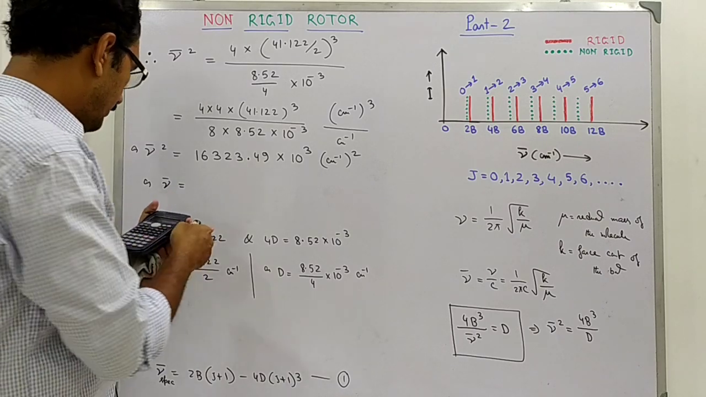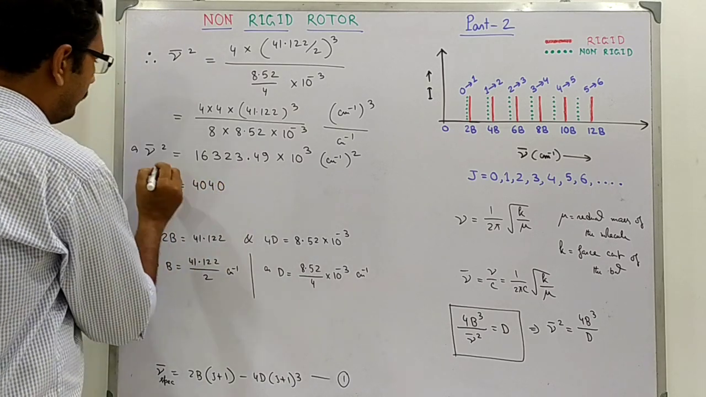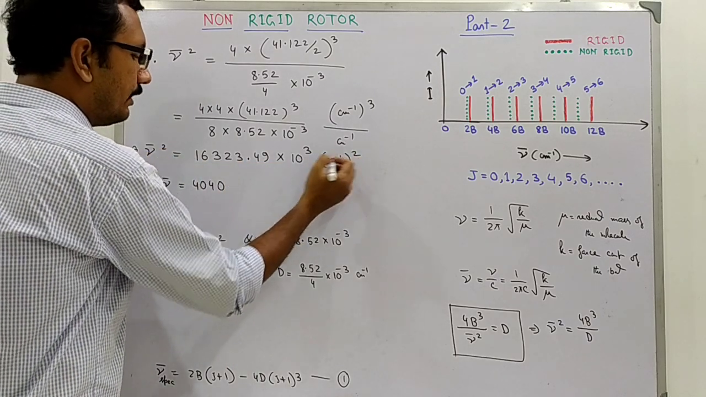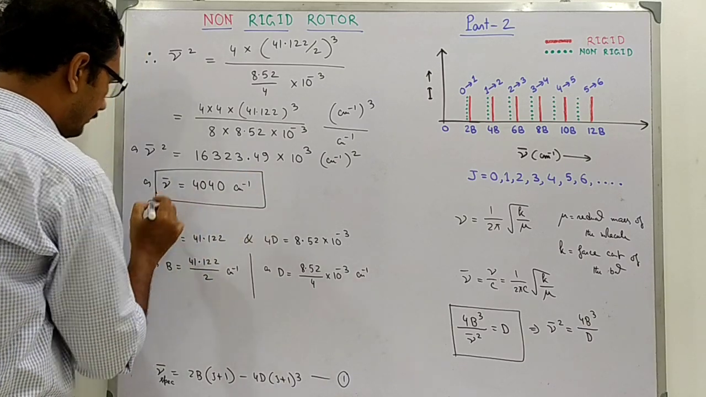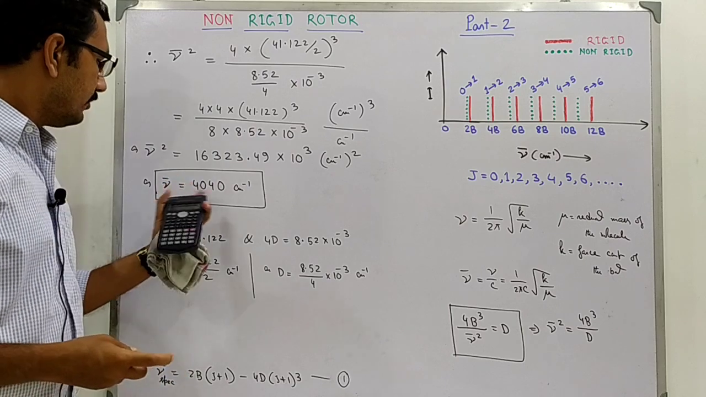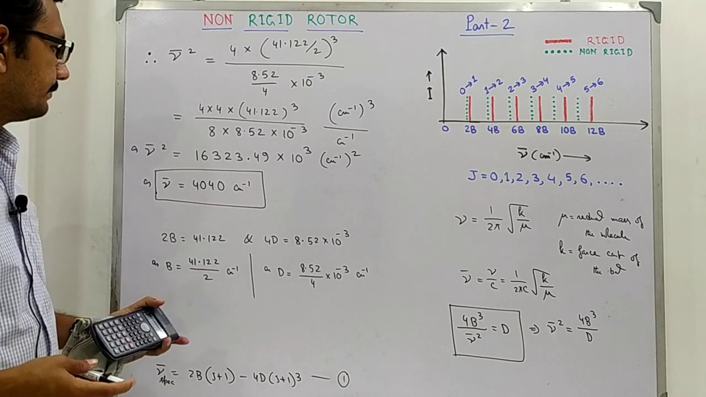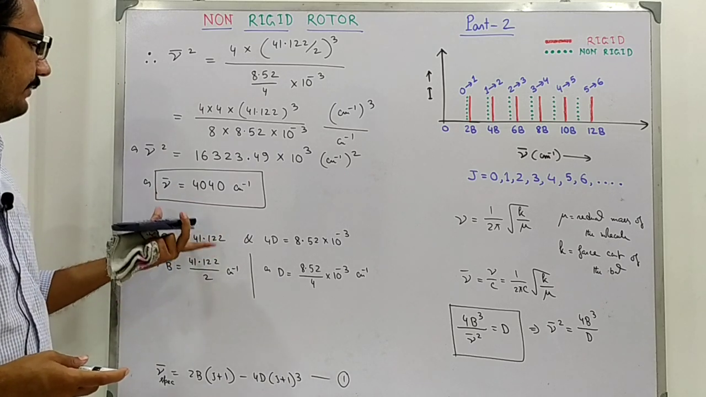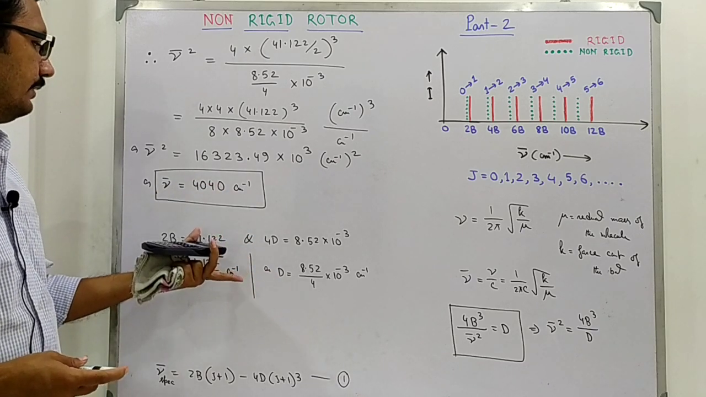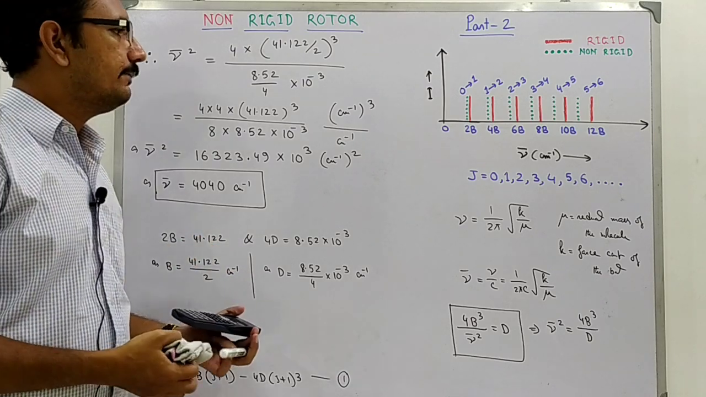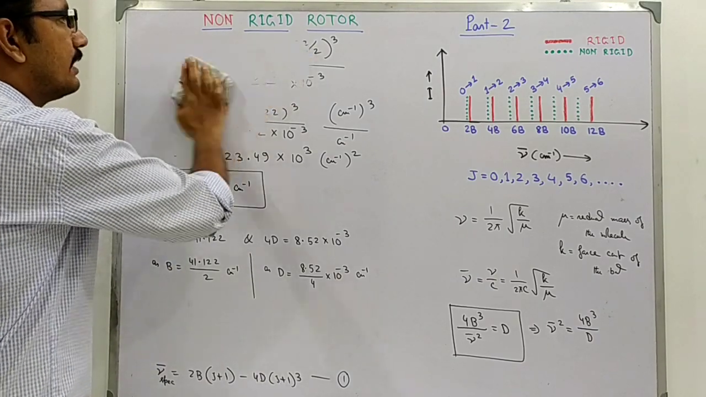So, it is 4040. For the square root, the centimeter inverse square will be centimeter inverse. Now, the dimension of wave number is centimeter inverse, so the calculation is correct. We have obtained the value of the fundamental vibrational frequency in terms of wave number. Now, this value has been obtained using rotational spectra.